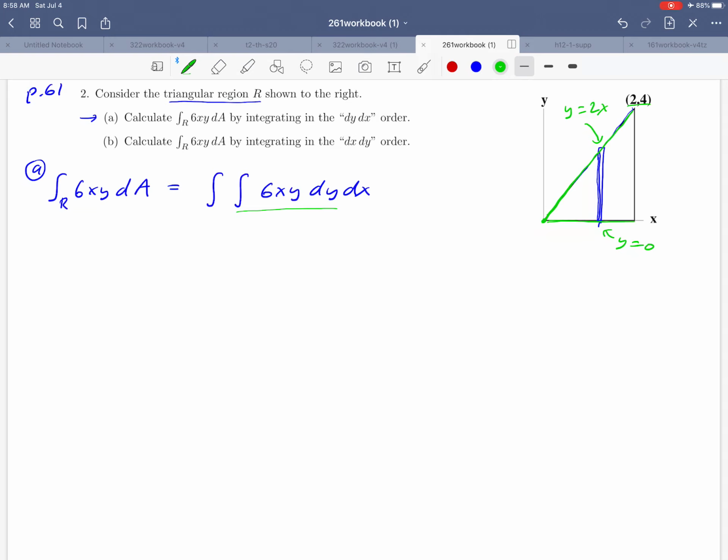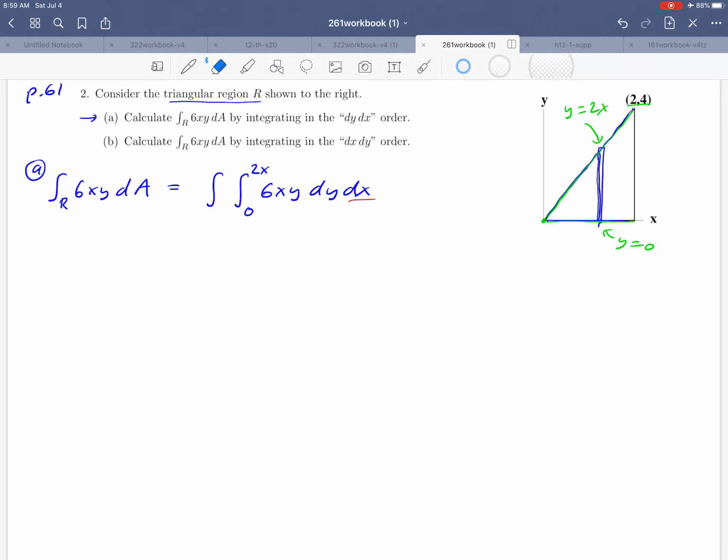Okay, so what that means then is that the limits of integration in the y direction are going to be 0 to 2x. Think of it as integrating from the line on the bottom, which is y equals 0, to the line on the top, which is y equals 2x. Okay, and so now we're ready to think about the limits of our x variable.